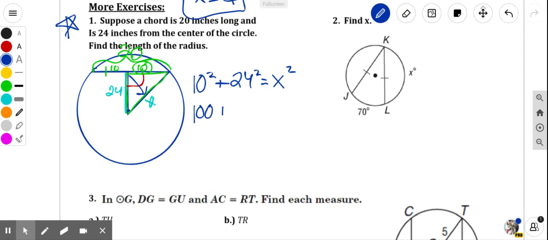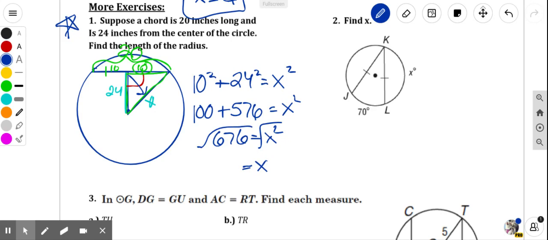So that's 100 plus 576 equals x squared. Add these two together: 676 equals x squared. Take the square root. So x is 26 inches. Okay, so there's one like that.